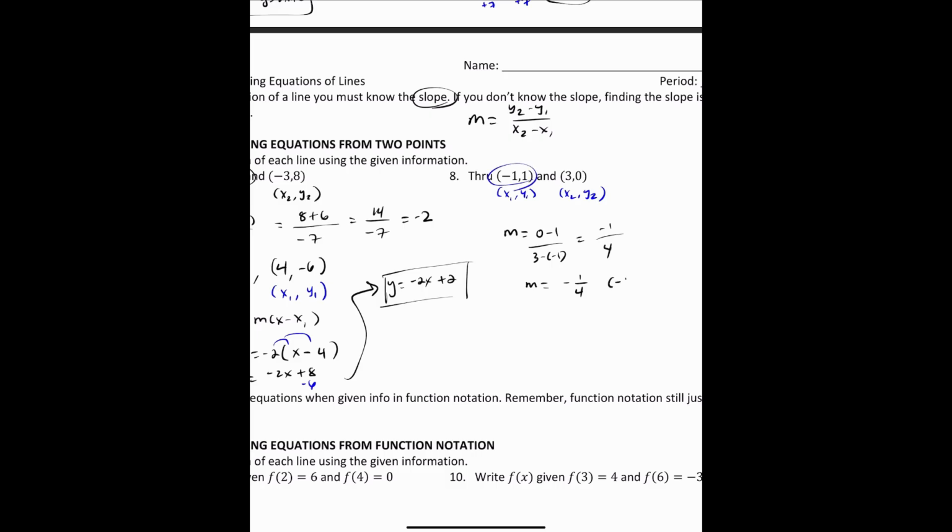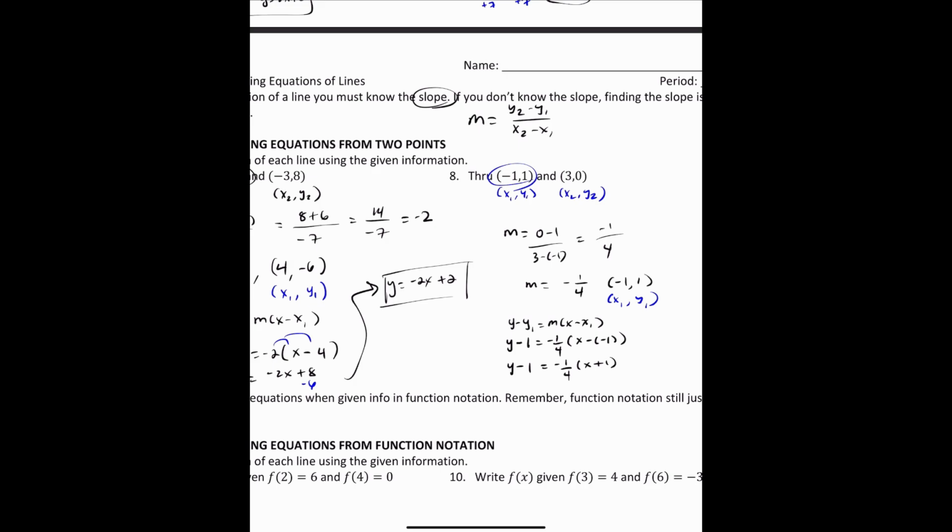So I have negative 1 comma 1, so this is my first x, and that's going to be my first y. So using my point slope formula again, I have y minus y1 equals m times the quantity of x minus x1. So I'm replacing y1, m, and x1, so y minus 1 equals negative 1 over 4 times the quantity of x minus negative 1. So then this simplifies to y minus 1 equals negative 1 over 4 times the quantity of x plus 1, because that negative times a negative is a positive.